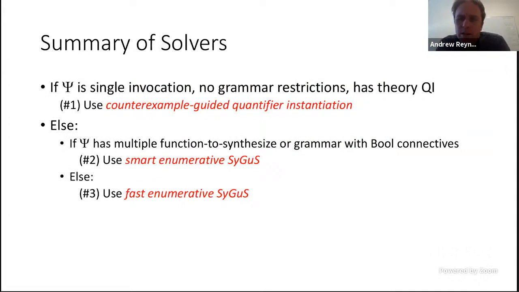So just summarizing here the 3 solvers. This is what CVC4 does when it gets a conjecture. If the formula is single invocation, has no grammar restrictions, and we know how to solve it via quantifier instantiation, then we use the first method. If the conjecture has multiple functions to synthesize or a grammar with Boolean connectives, we use smart enumerative. Otherwise, we use fast enumerative. So that's CVC4 straight out of the box, no command line options. That's exactly what it'll do.